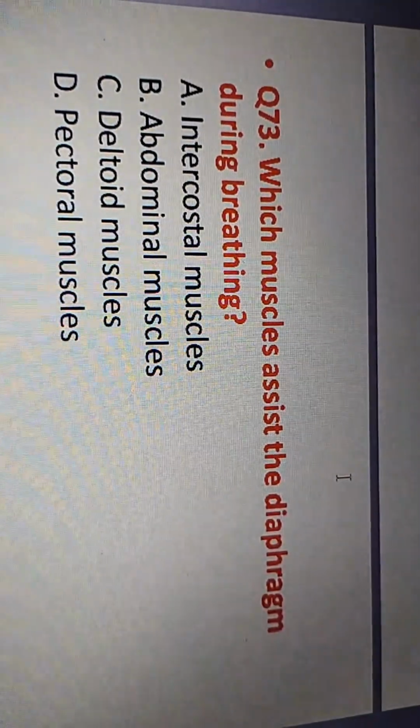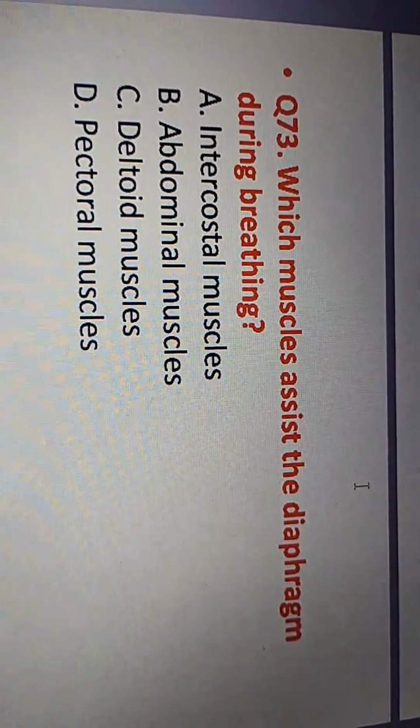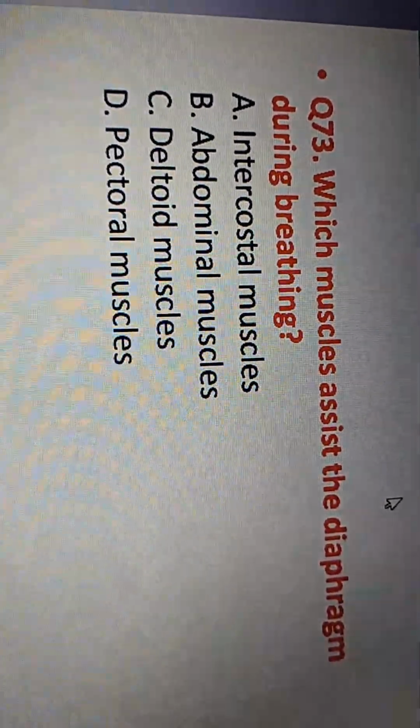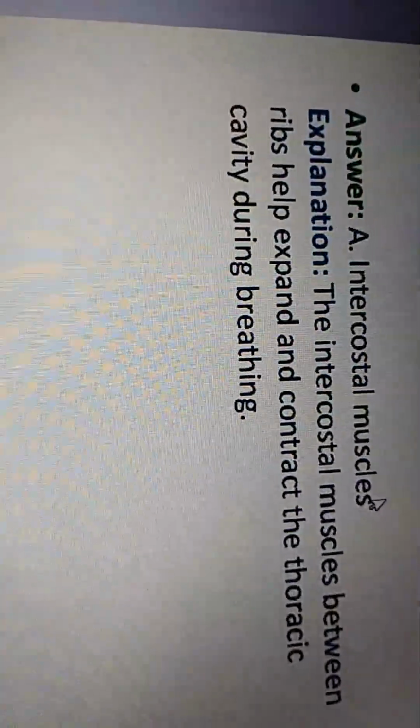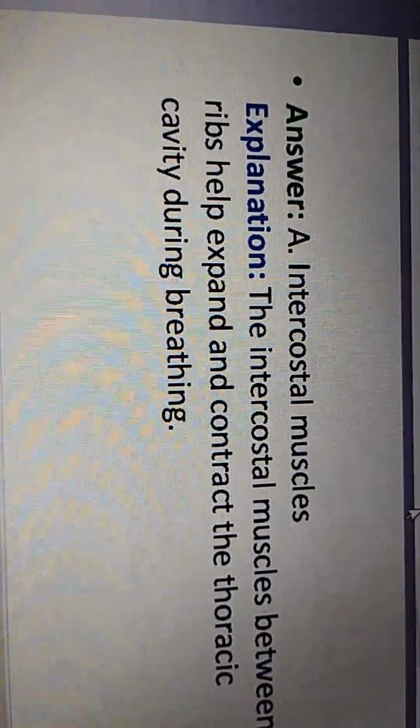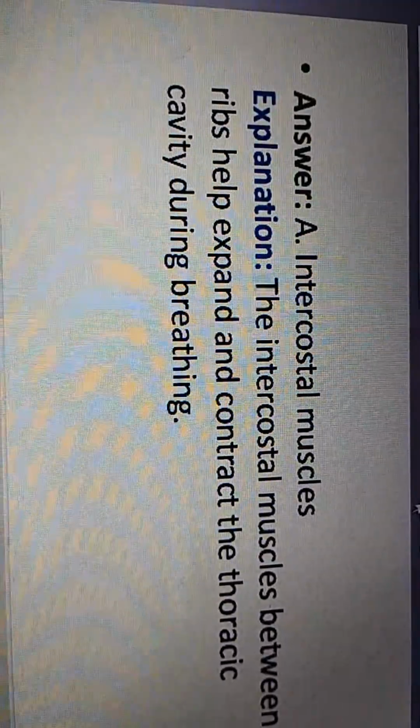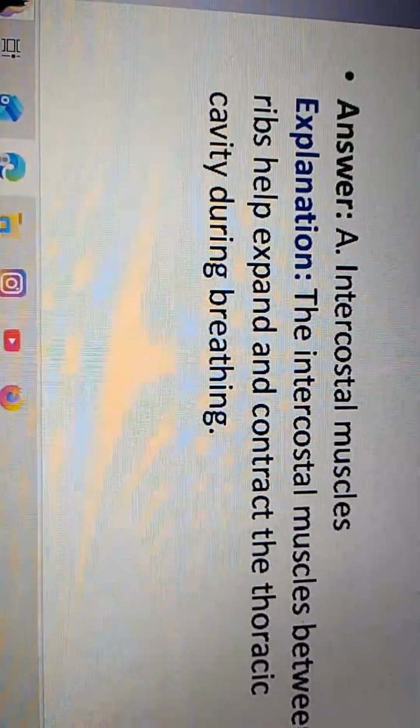Which muscle assists the diaphragm during breathing? Option A, intercostal muscles; option B, abdominal muscles; option C, deltoid muscles; option D, pectoral muscles. The correct answer is option A, intercostal muscles. The intercostal muscles between ribs help expand and contract the thoracic cavity during breathing.